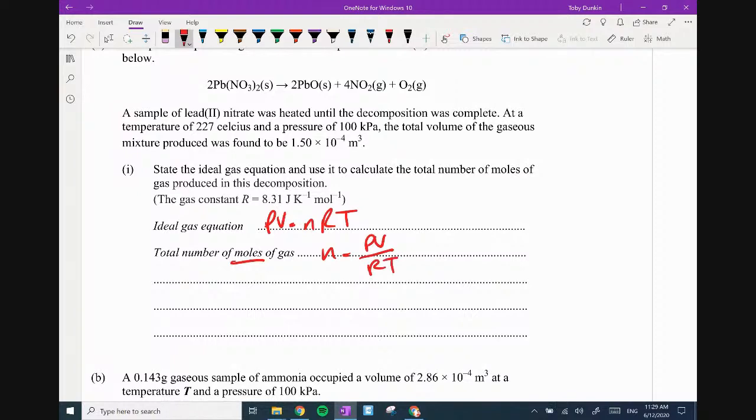Right, check my numbers. Where's temperature? I've got to convert 227 degrees Celsius, add 273 to get it to Kelvin. Do that straight away, 227 plus 273. Check my calculator. Wow, exactly 500 Kelvin. That, by the way, means I'm on the right lines, just so you know.